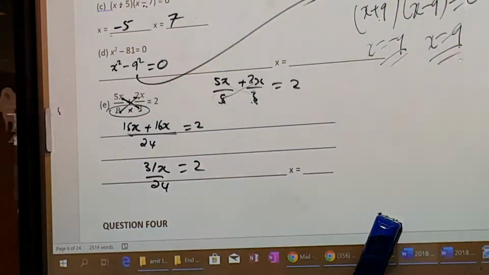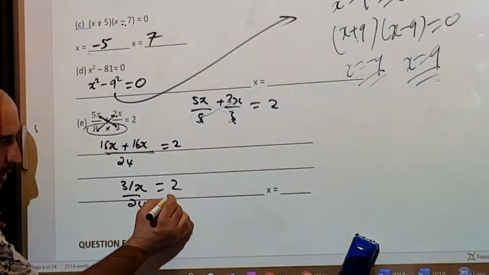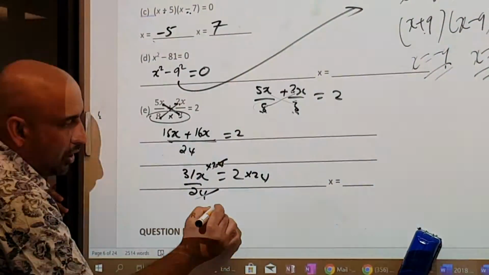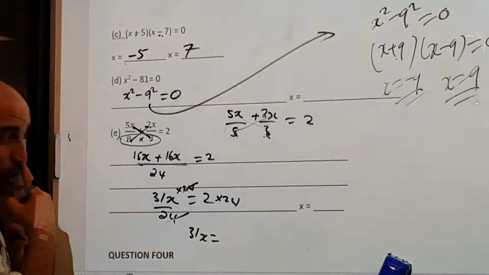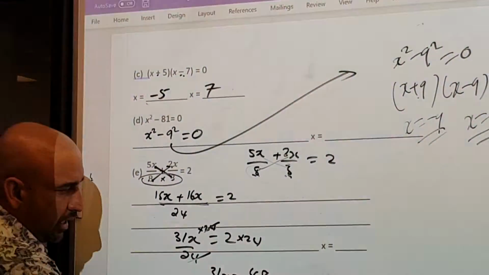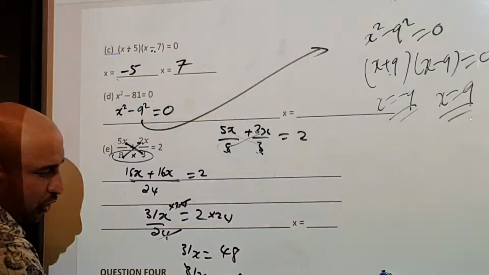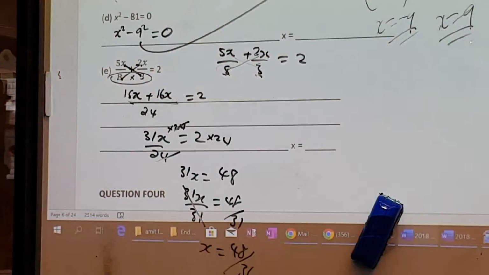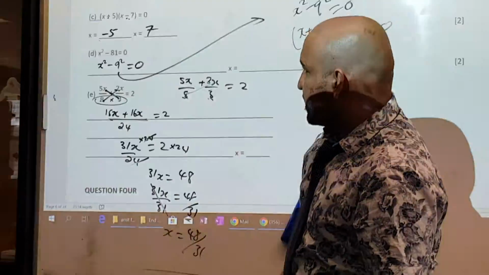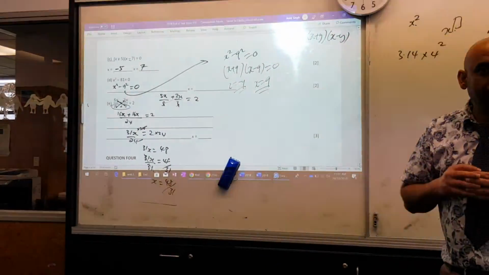What do we do now? I would suggest, I could just say, times by 24, gone. So 31x is equal to 2 times 24, which is 48. Now 31x equals 48. Divide by 31, gone. x is equal to 48 over 31. You can leave the answer in fraction. All good, guys? So that was solving of equations, and that is algebra. All good?